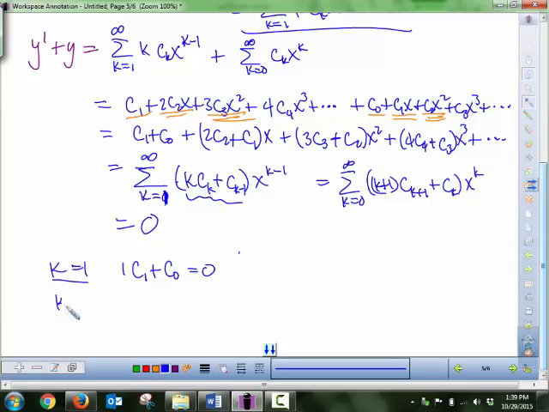When k is equal to 2, you will have 2 c sub 2 plus c sub 1 equal to 0. K is equal to 3, we have 3 c sub 3 plus c sub 2 equal to 0. Okay so far?